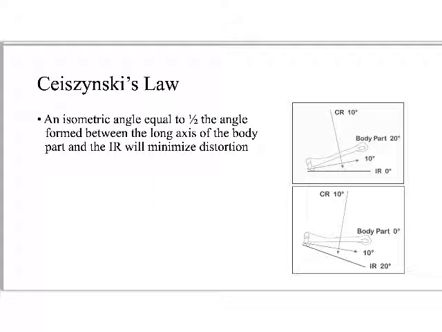Right? Trying to keep this as simple as possible. Yes, there's more complicated ways to talk about it. It also works if my image receptor is angled, right? We do this quite a bit to correct for lordosis on portable chest x-rays. It always helps to have a slight little angle kick on there. Why? Because of Ceiszynski's law, right?